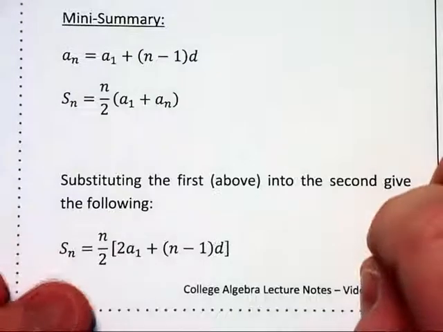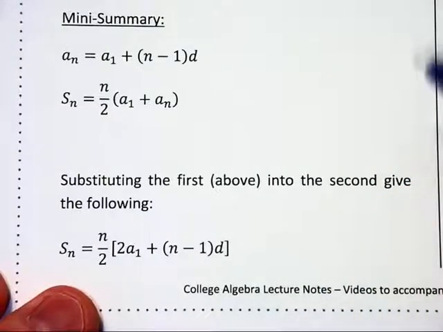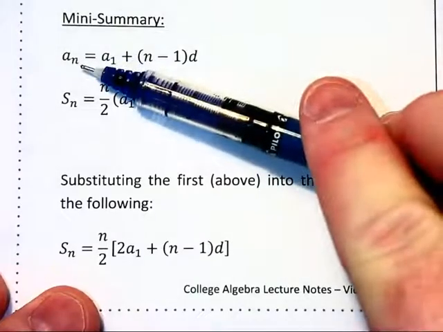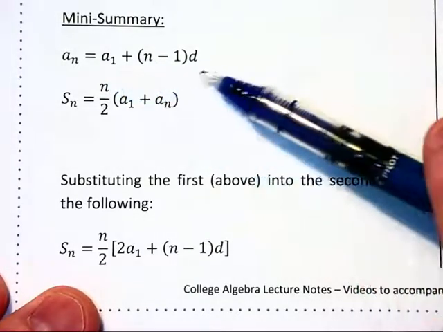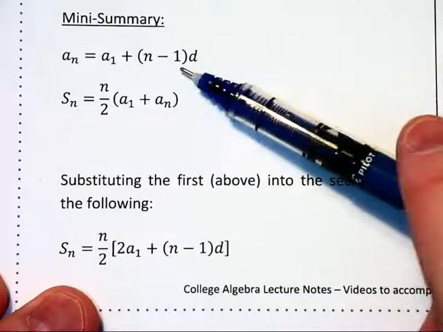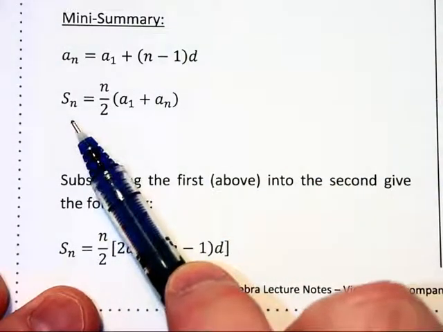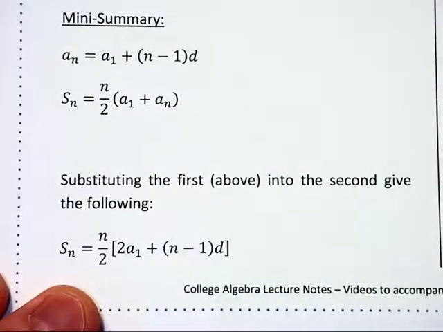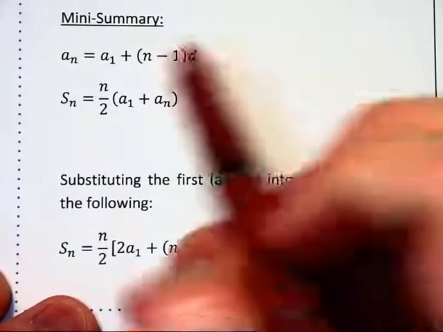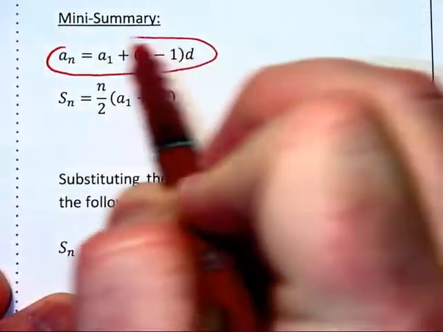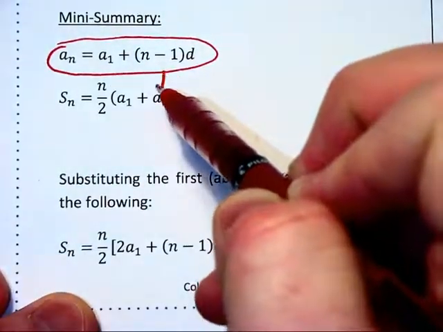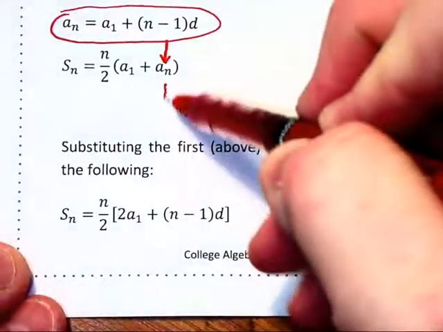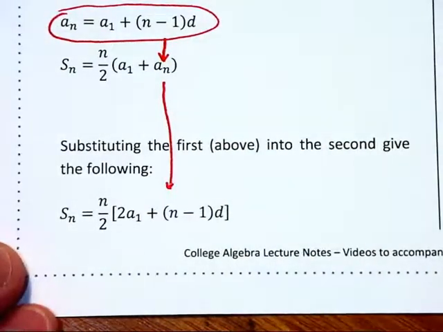So let's recap where we're at. When we are dealing with arithmetic sequences and series, we have a formula for the nth term, where you start with your first term and you move forward d, n minus 1 times. We also have a formula for the sum of the first n terms, which we just developed up above. Now if you take the first formula, a sub n, and substitute it into the a sub n of the second formula, you then generate this new formula down below.